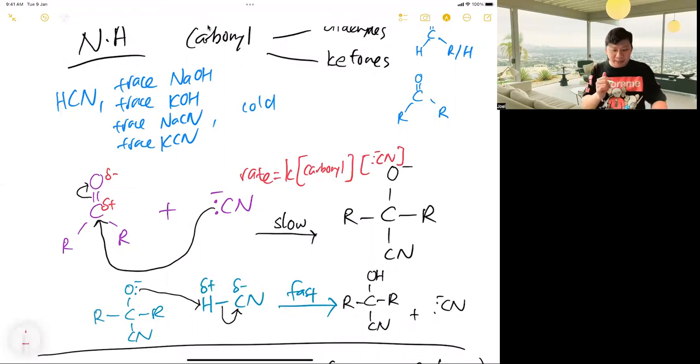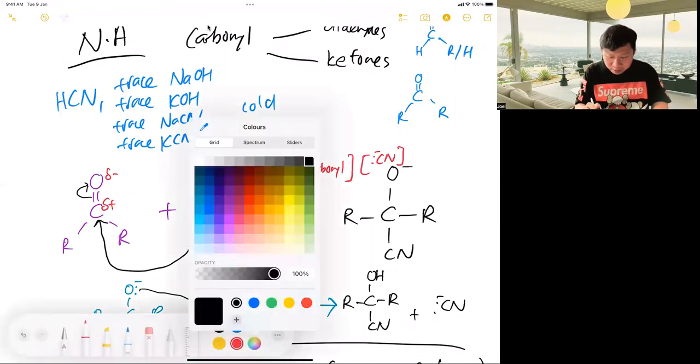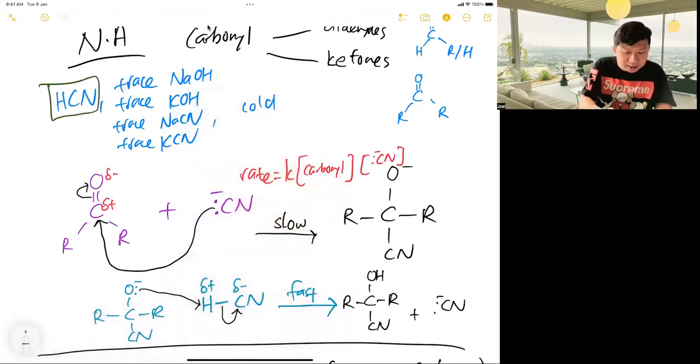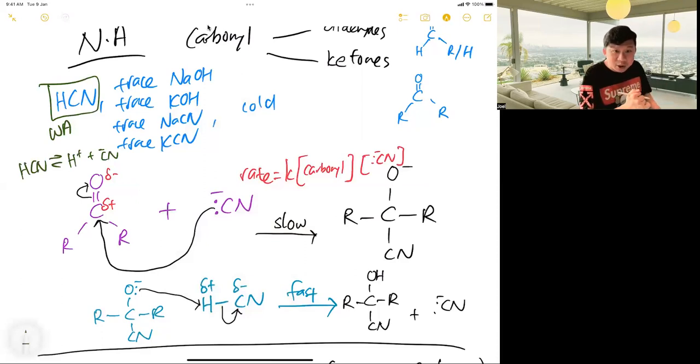Okay, listen to me now. This part is A level. So now I'm trying to convince you why we need the trace. First of all, HCN is a weak acid, so there's little dissociation. I say again, HCN is a weak acid, so it partially dissociates, giving very low concentration of CN minus.